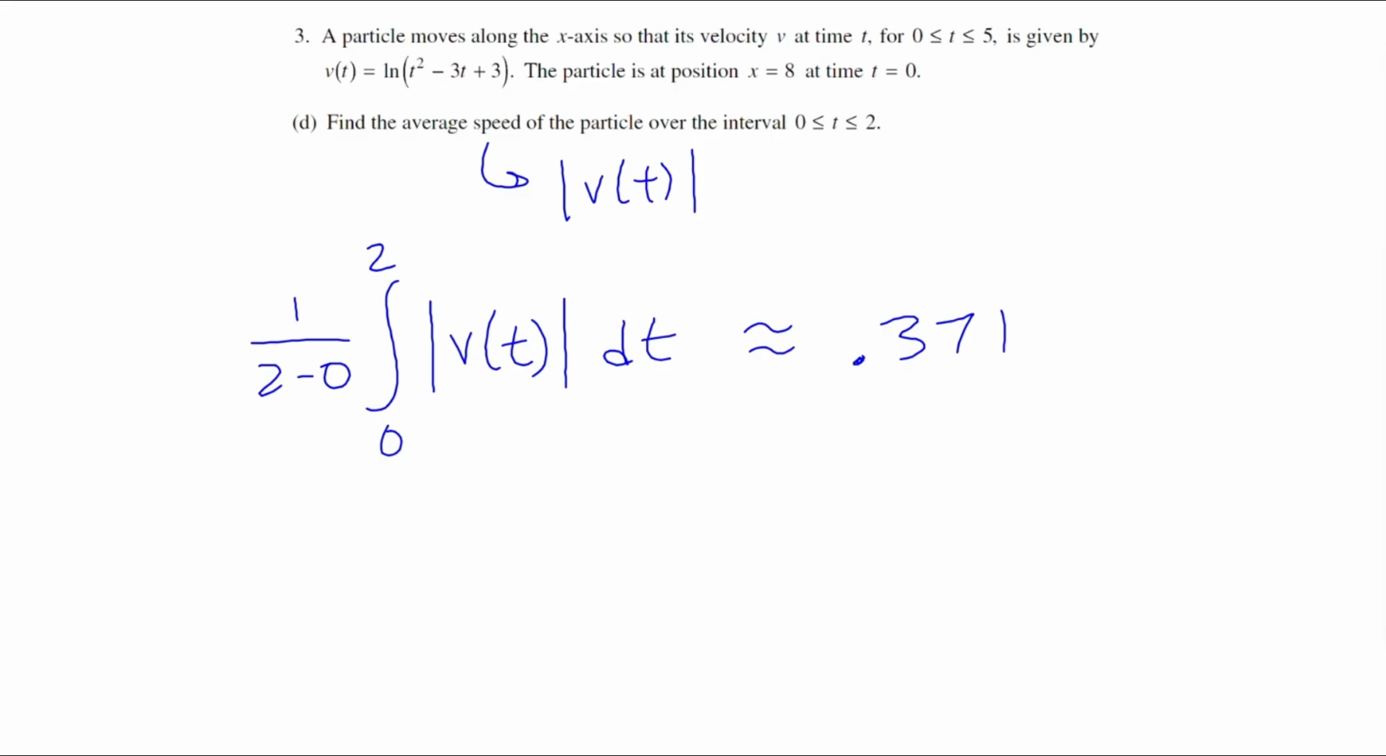And that was worth 2 points, 1 for the correct integral setup and 1 for the final answer. And that is the end here of this motion FRQ, which was question number 3 from the 2005 Form B AP Calculus AB exam.